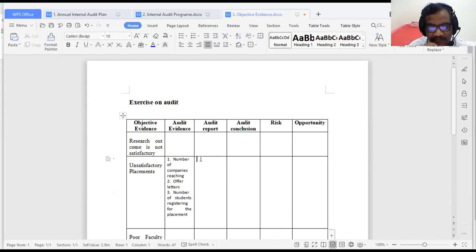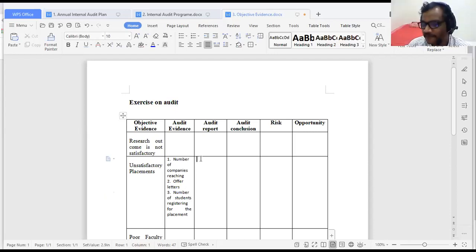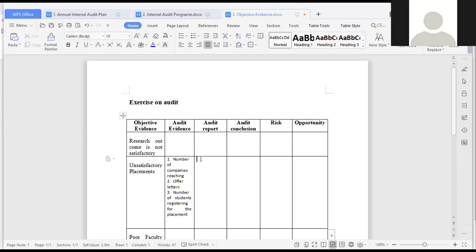Fine. Now what? Yes, go ahead. So how will the audit report come here? Percentage of students placed is less than the benchmark. Percentage of students placed is less than benchmark. That is how we say it, because it is said unsatisfactory placements.